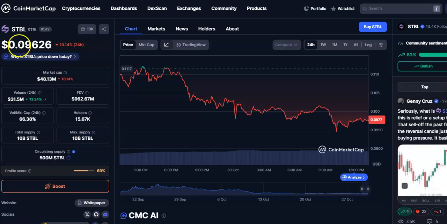So you can see current price is $0.09626. It is down by 10%. Rank is around 512. Around 10k users are following this cryptocurrency. Market cap is $48 million and the volume in 24 hours is $31.5 million. It is up by 13%. So now I'll go to the chart and see how the candles are moving.